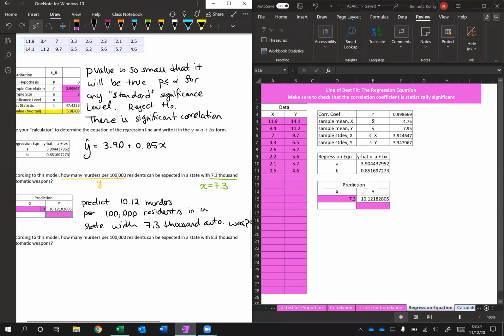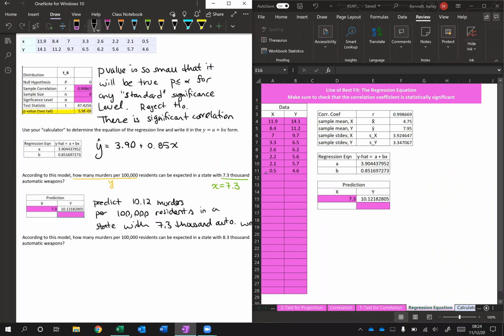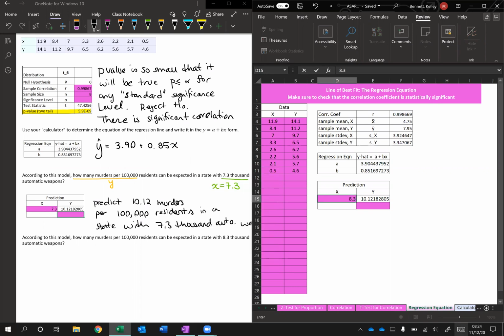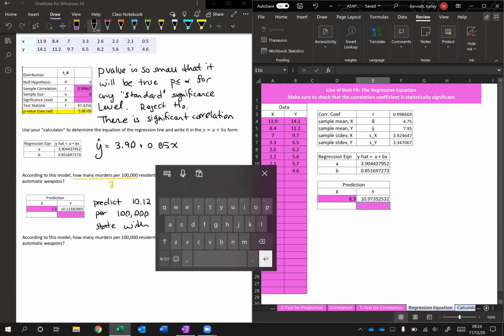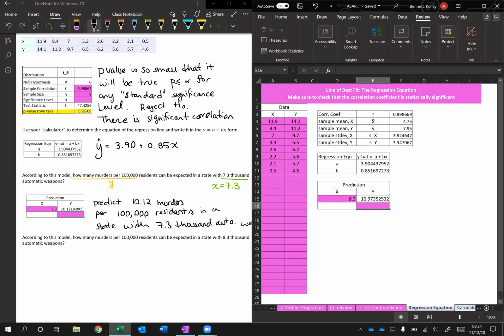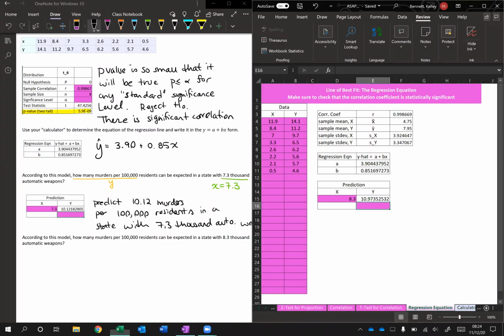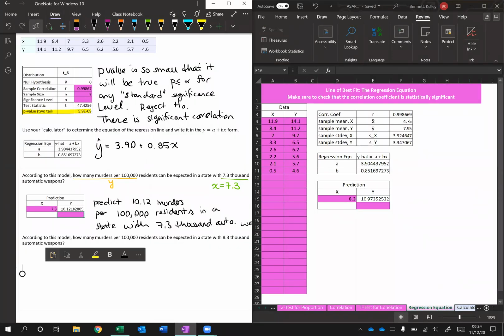And then in the next one, it says, according to this model, how many murders per 100,000 residents can be expected in a state with 8.3 thousand automatic weapons? And that's very much the same thing. Let's just change this to 8.3. And we would expect 10.97 as our answer.